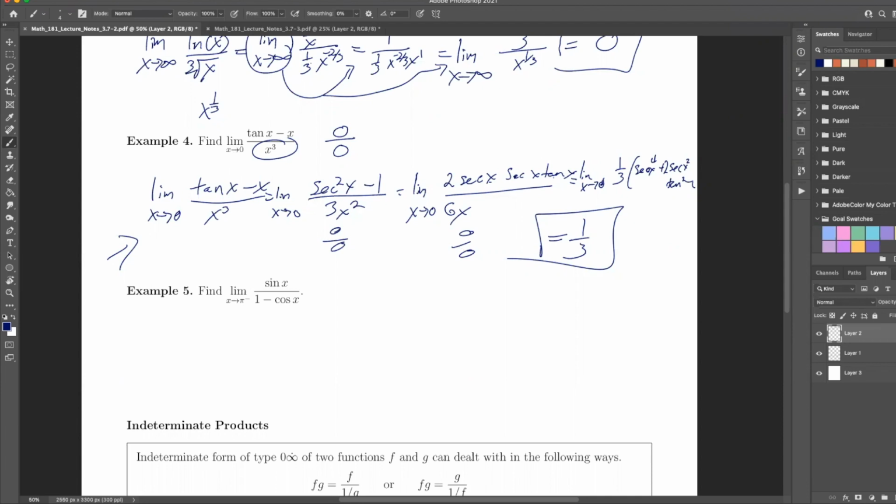So let's do this one. So here we have this. I'm going to take x, and it's going to go to pi from the negative side.